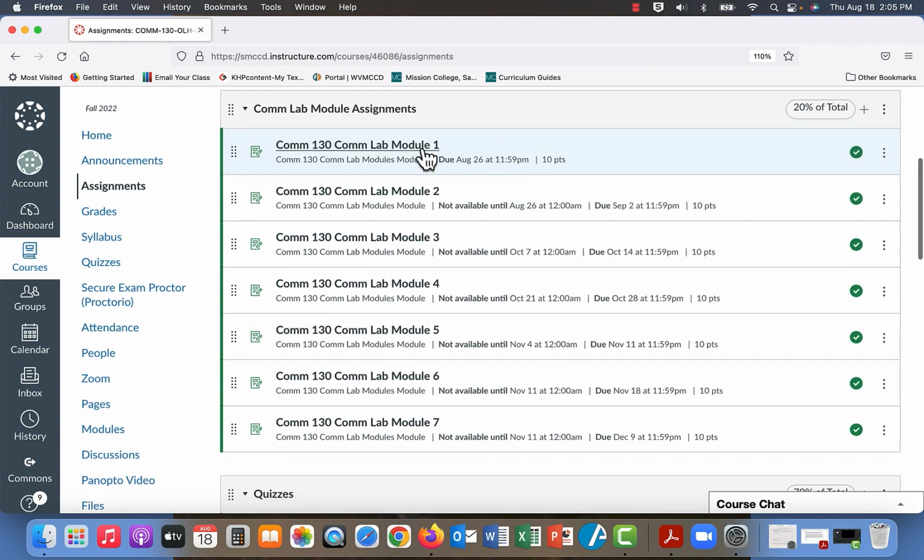Now for our Comm Lab modules, as you can see, this takes up 20%. You will need your textbook to answer these questions. There's a bridge between your textbook content and your own personal experiences. When you read these assignments, please read the assignment and be crystal clear as to what I'm asking for.